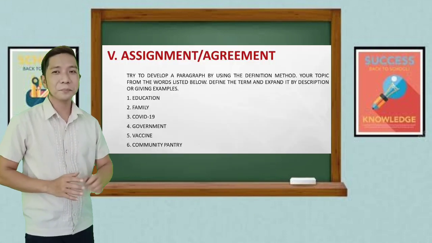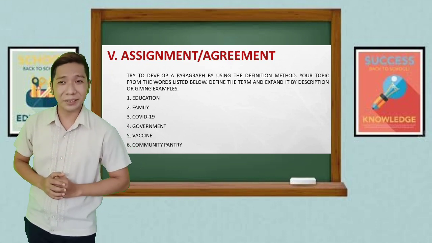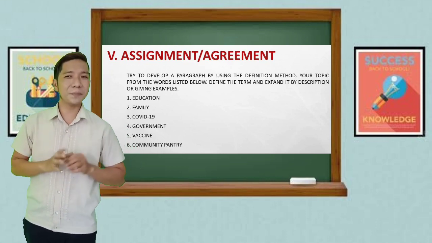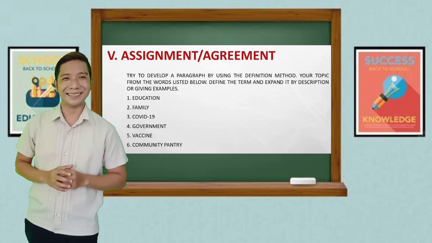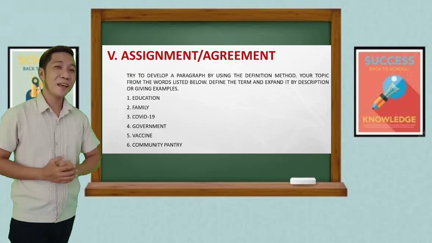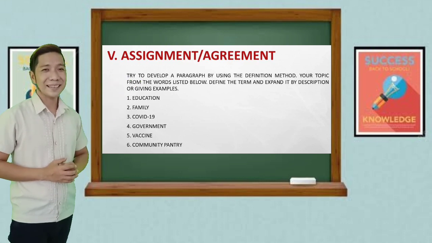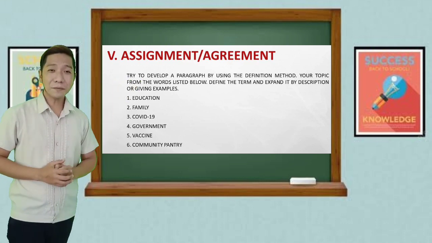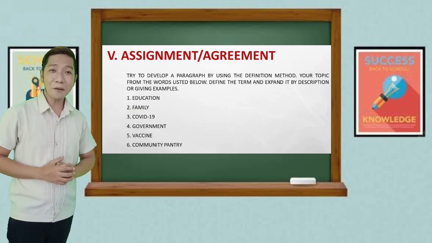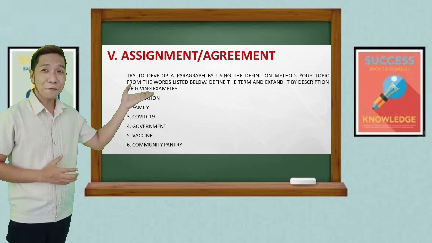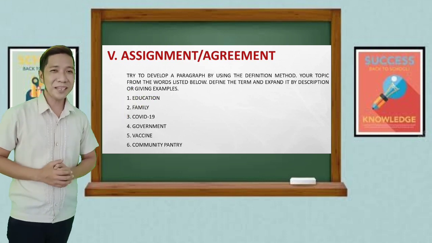Now, for your assignment, try to develop a paragraph by using the definition method. Choose your topic from the words listed below, then define the term and expand it by description. Number 1, we have education. 2, family. 3, COVID-19. Number 4, government. 5, vaccine. And number 6, we have community pantry.